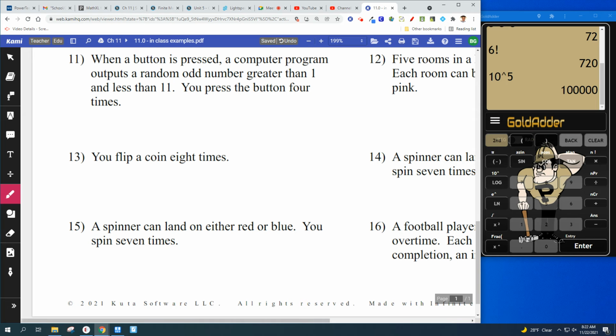Number 11. When a button is pressed, a computer program outputs a random odd number greater than 1 and less than 11. You press the button 4 times. I think it's useful to identify the sample space in this problem. So let's list out the numbers they're talking about. Odd number greater than 1, less than 11. What's the first odd number in this list? It's got to be greater than 1.